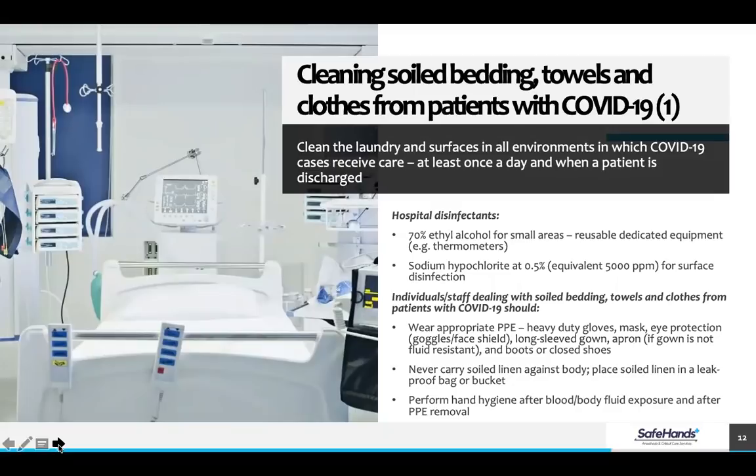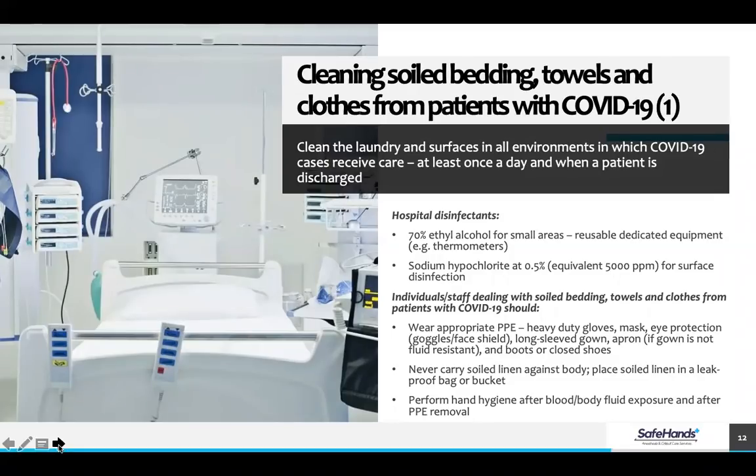Cleaning soiled bedding, towel, and clothes from patients with COVID-19. Clean the laundry and surface in all environments in which COVID-19 cases receive care at least once a day and when a patient is discharged. Hospital disinfectants: 70% ethyl alcohol for a small area and reusable dedicated equipment, sodium hypochlorite for surface disinfection.